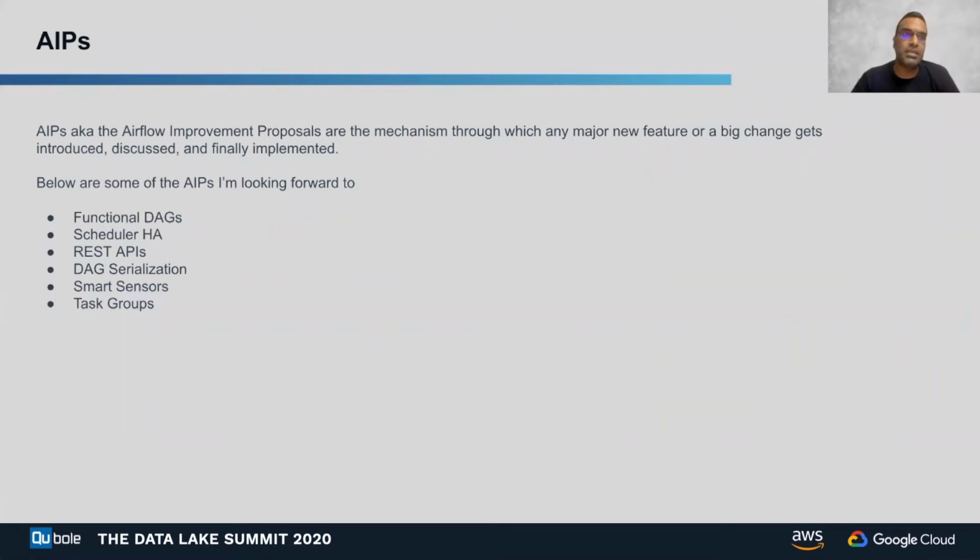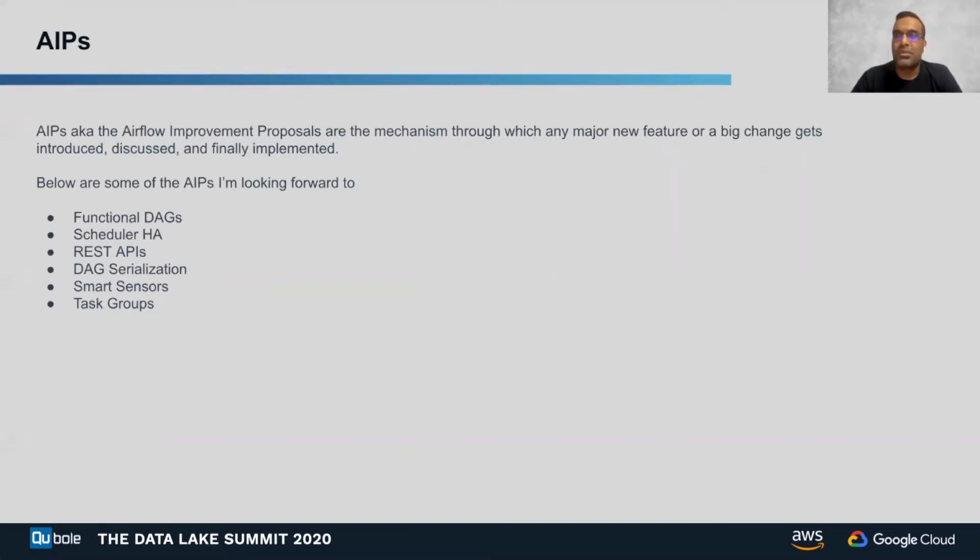AIPs are the Airflow Improvement Proposals, and they are the mechanism through which any big change, any big feature, or anything which actually changes the way Airflow works gets introduced, discussed, and finally implemented.